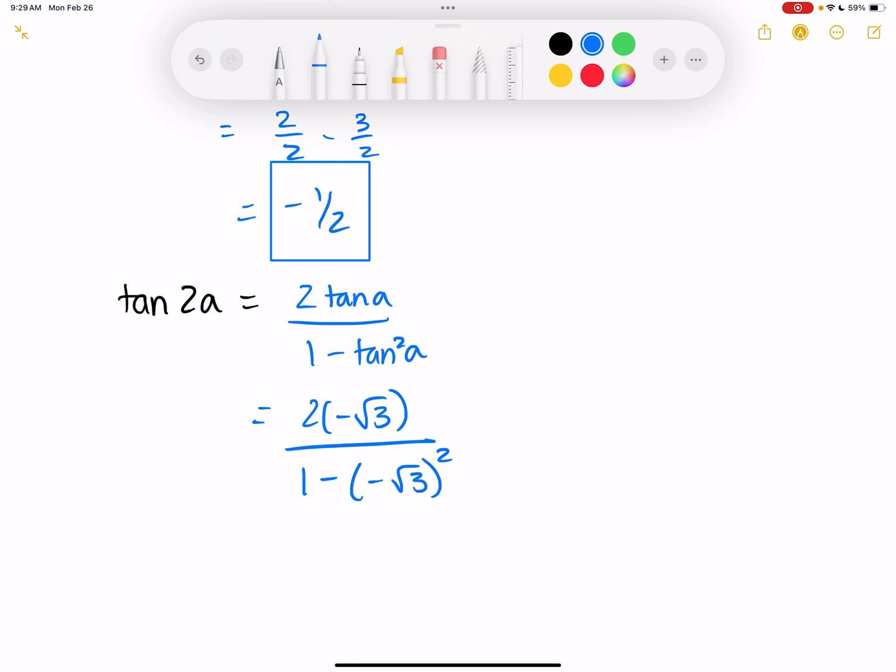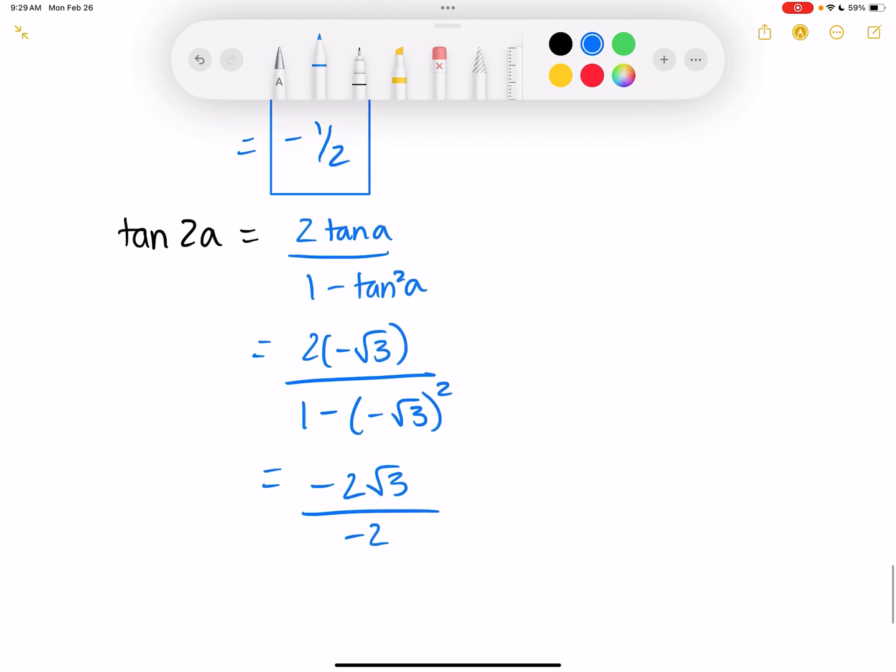Okay, and it's important that we write it that way with the parentheses because this negative is getting squared. This negative and this negative aren't disappearing and becoming positive, okay? This negative is getting squared, and then it's going to be 1 minus that value. So on top, I'm going to have negative 2 root 3 over negative root 3 squared is just positive 3, so then 1 minus 3 would be negative 2, which is going to simplify to square root of 3.